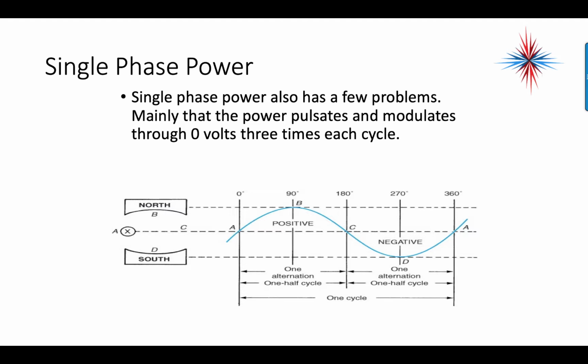Now, single-phase power has a few problems, mainly that the power pulsates and modulates through zero 3 times on every cycle. So we're going from a positive, going down through neutral, which is 0, then going to a negative, then coming back up through 0, and we do this on the complete sine wave 3 times each cycle. Okay, 1, 2, 3 to get our full 360 degrees. So anytime we're going through 0, we have a pulse in the power that is not positive, not negative, not 120, not 240, it's 0.